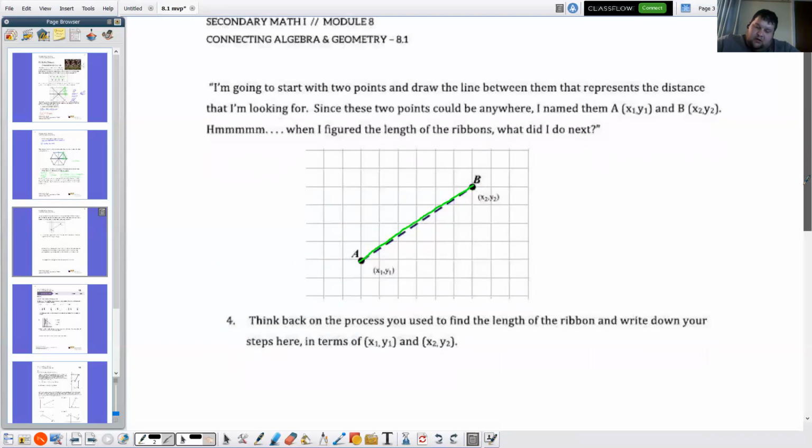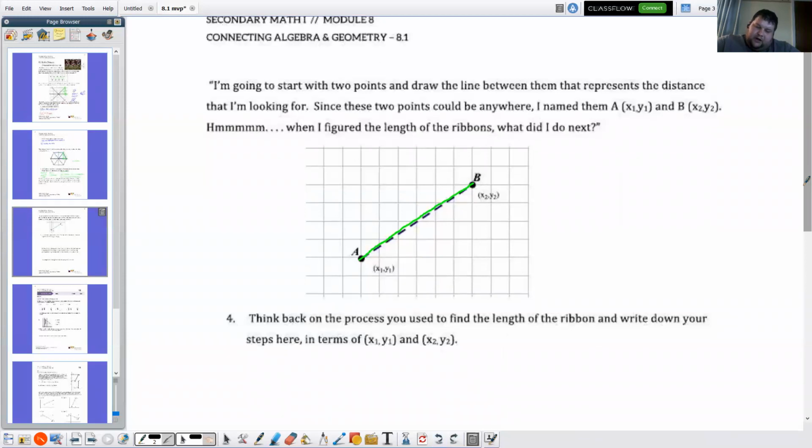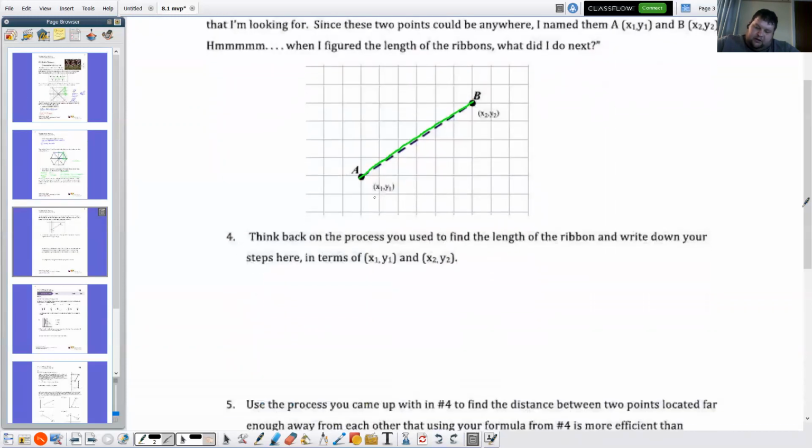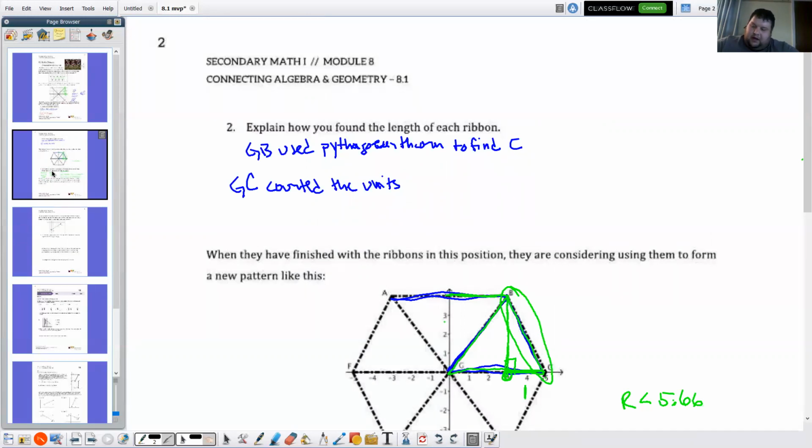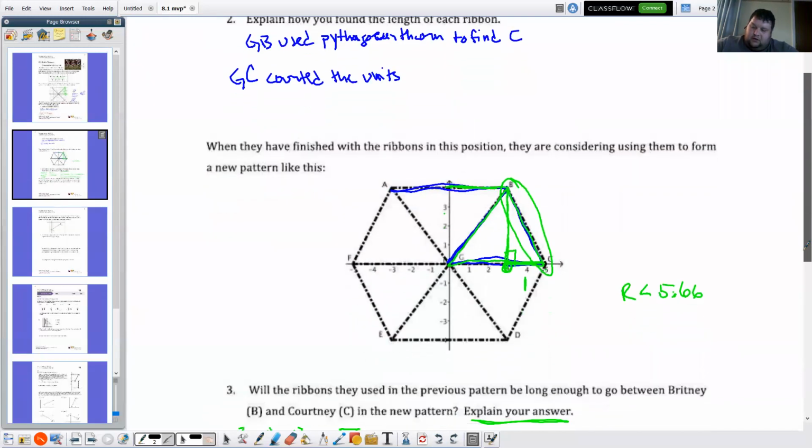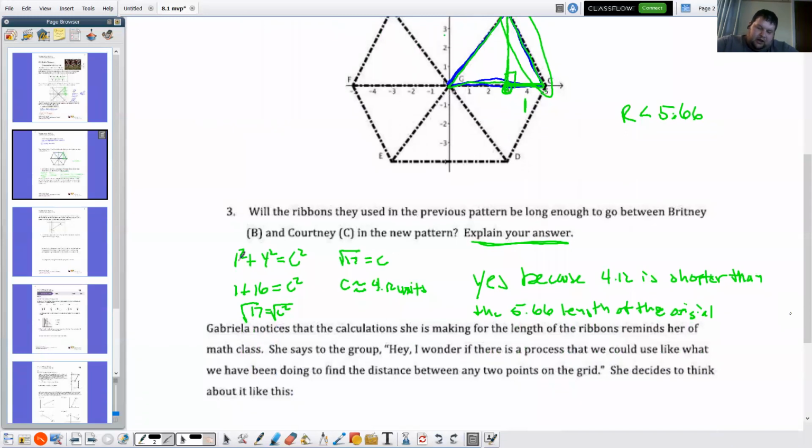Okay. So then when I need to figure out the length of the ribbon, what do I need to do next? So we think back to the process you used to find the length of the ribbon. Write down your steps here in terms of X1, Y1, X2, Y2. So let's go back here and we'll look at how did we figure this out. Okay, so let's look at the math. How did I get 1 here? How did I get this 1 right there?